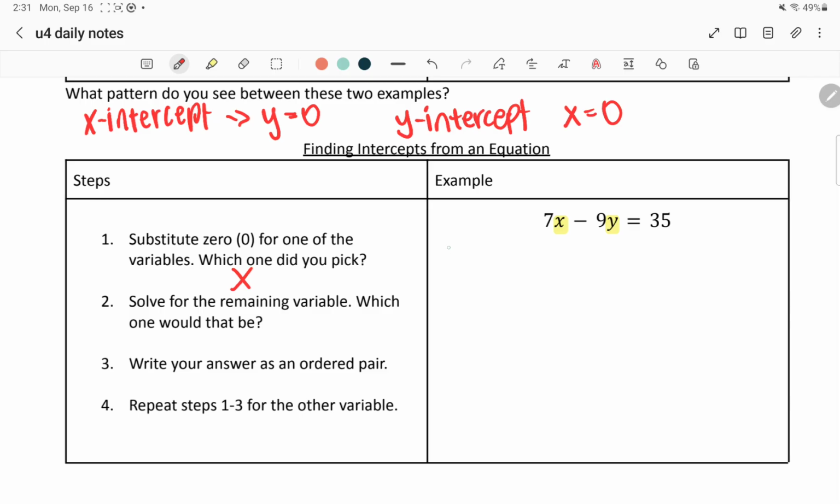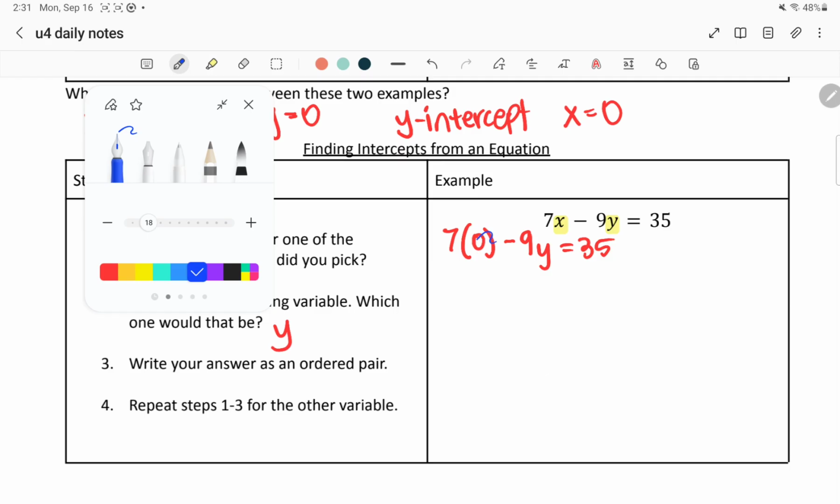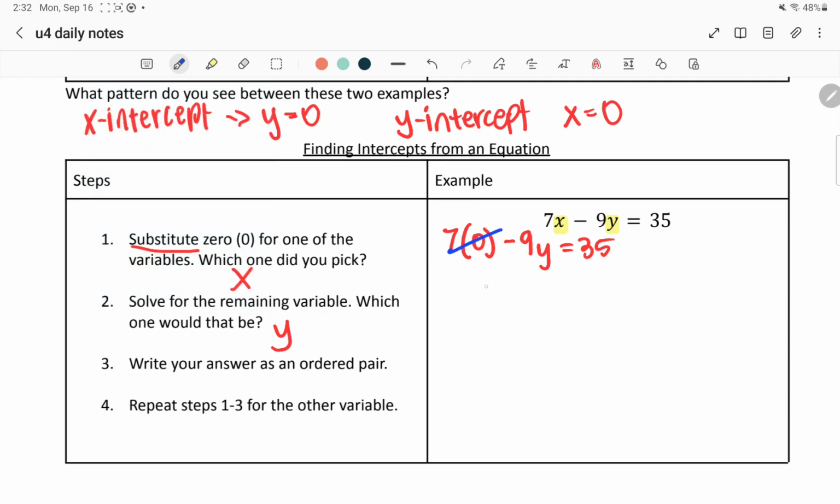Okay, so I'm going to rewrite this, but instead of x, I'm going to put 0. That's what substitute means. I'm going to take out one player in the game and put in another player. And my player is 0. Negative 9y equals 35. Okay. Step 2 is solve for the remaining variable. That would be y, because I still have a y there. So 7 times 0 is really nice. It's 0, so it just goes away. And I'm left with negative 9y equals 35.